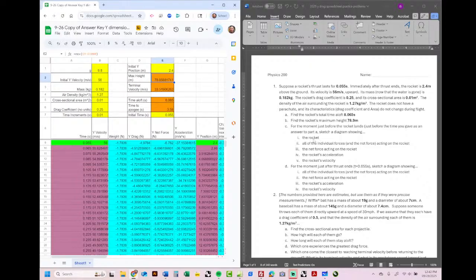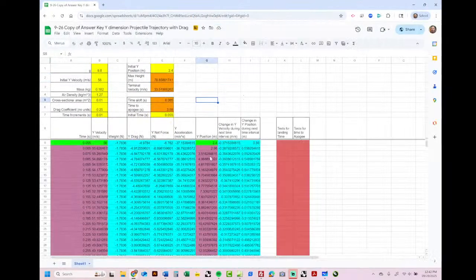So I need to show the rocket. I've already done that. All the individual forces, I've labeled them, but I haven't calculated what they are. And then the net force and some more stuff. So to find the individual forces, I'm going to make this a little bit bigger. And so there's drag. These are all the drag forces, and this is weight. Those are the only two forces. But this is at the beginning. What I need to do is find the end.